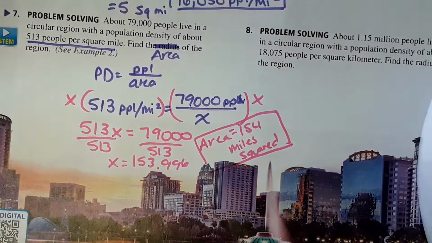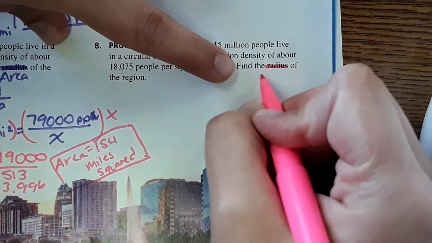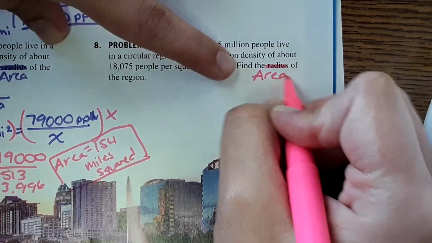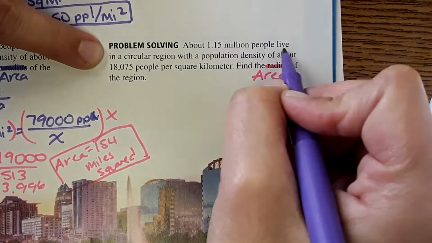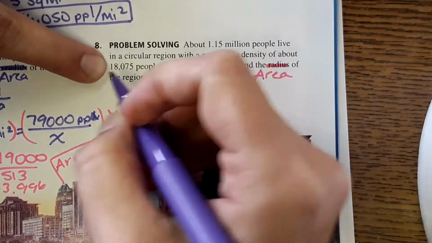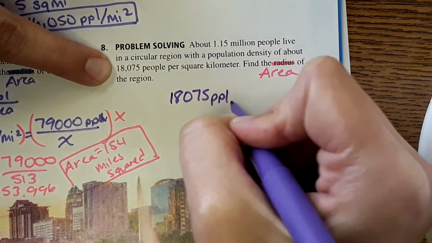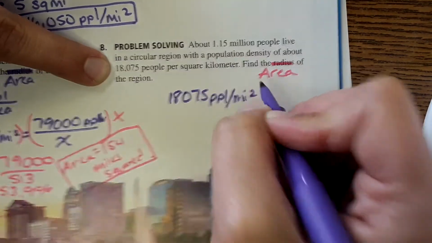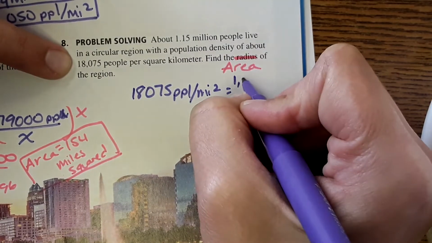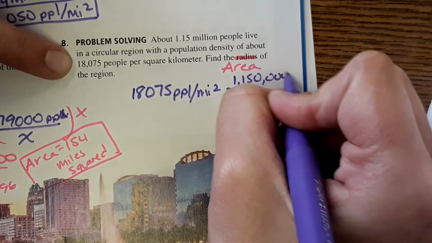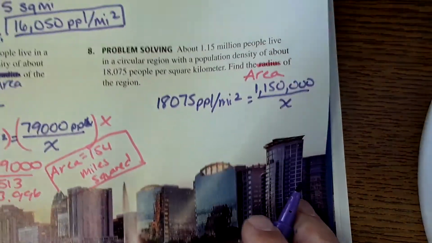Okay, and then the next one, number 8, same type of problem. Instead of radius, we're going to find area. 1.15 million people live in a circular region with a population density of this many. So population density is this, people per mile squared, equals 1.15 million over x, the area.